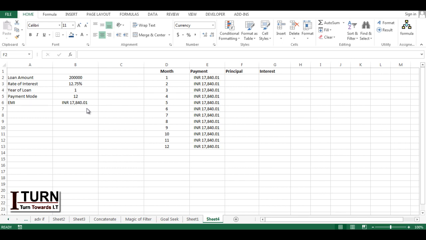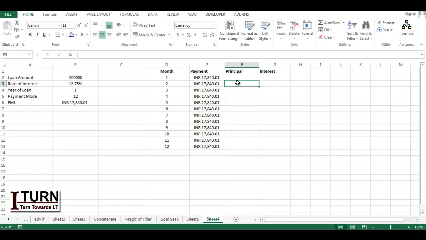So what else information must you be looking for? Here I have created months. This is the first month, second, and up till 12 months, and these are the payments that you are going to make every month. That is what the EMI stands for. However, you want to know when you have made the payment for the first month, how much amount was for the principal and how much amount is going to be the interest one.